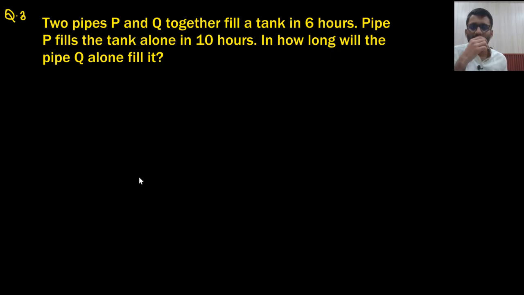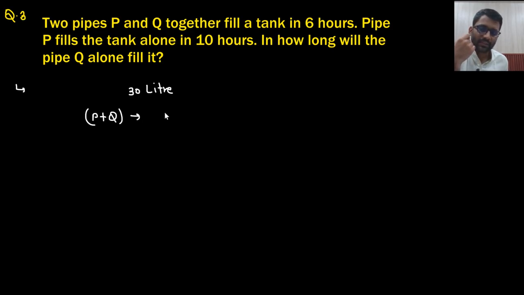Two pipes P and Q together can fill the tank in 6 hours, and P alone in 10 hours. So I will take the LCM to be 30 liter. P plus Q together can fill in 6 hours, so 5 liter per hour. P fills the tank alone in 10 hours, that means P is giving 3 liter per hour.